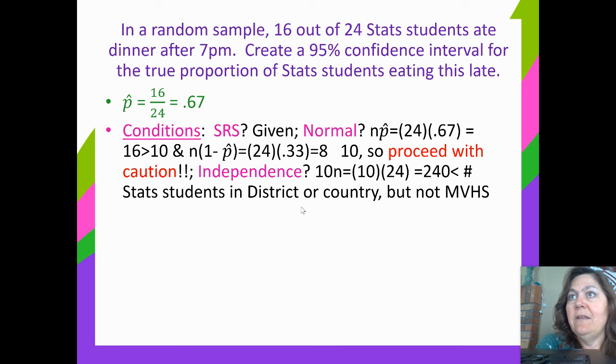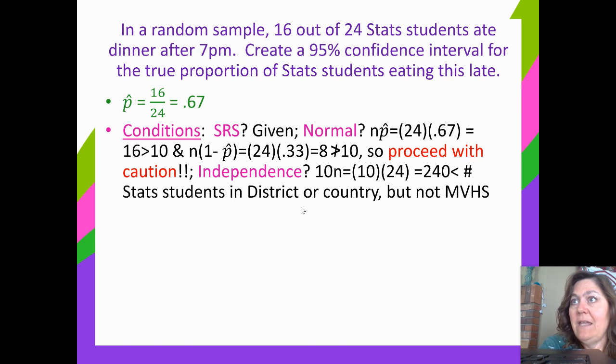SRS was given. We run our normal condition, n p-hat, because we don't know p. So n times p-hat is 16. That one's good. But n times 1 minus p-hat is only going to give me 8. That's not greater than 10, so we need to proceed with caution. We don't have everything satisfied here. n was not quite large enough. 24 is not.